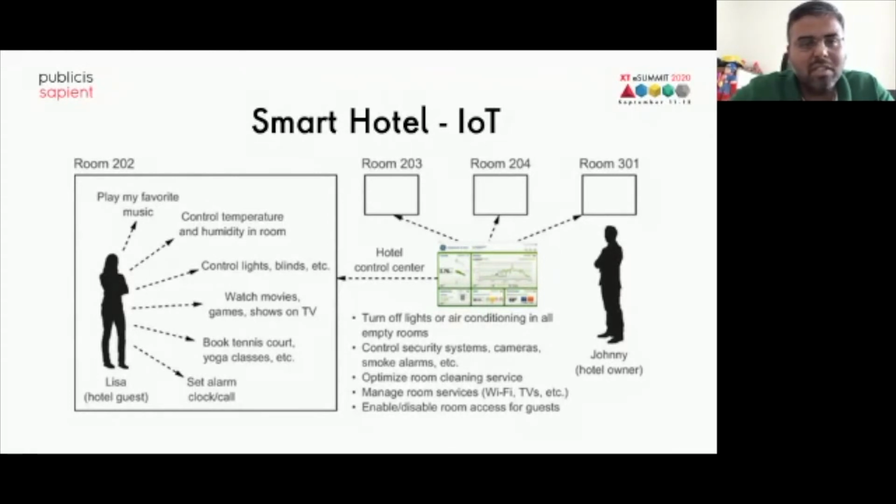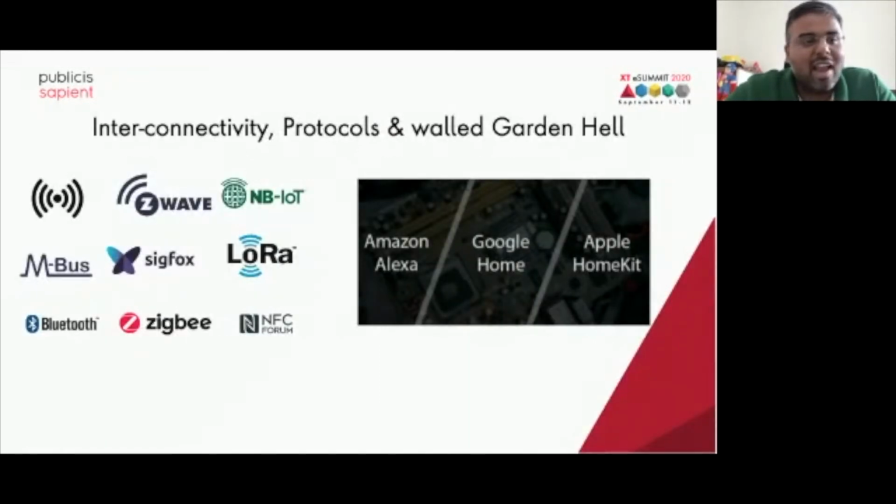If I want to build this as a smart hotel IoT implementation today, there are n number of vendors supporting n number of implementations, and there have always been interconnectivity issues. Say a smart bulb works using Zigbee, and a few are working using Bluetooth, and connecting all of them together is becoming a major problem. And the interfaces to these IoT devices lie in different walled gardens, from Alexa to Google to Apple HomeKit.